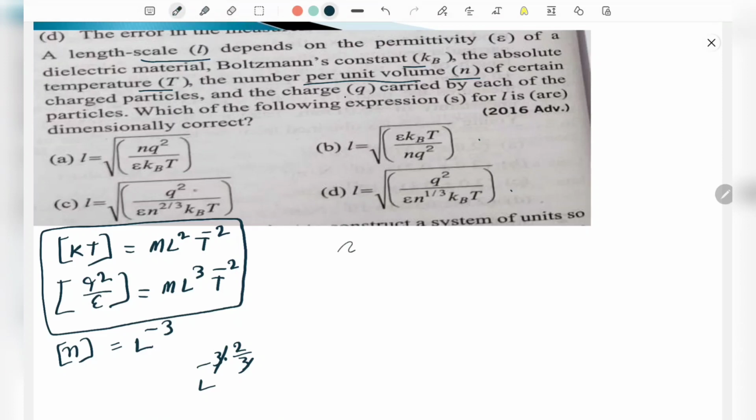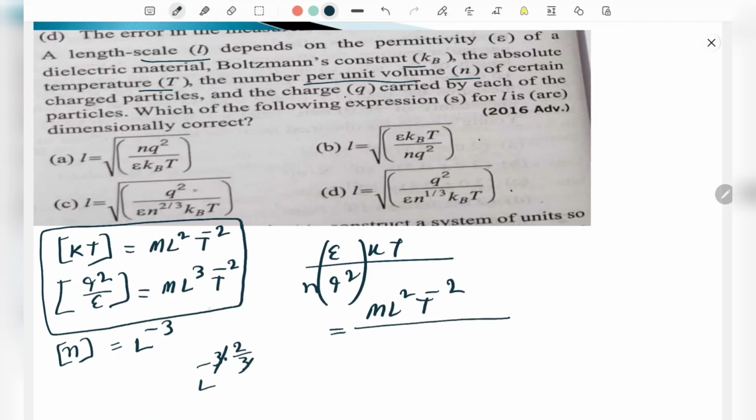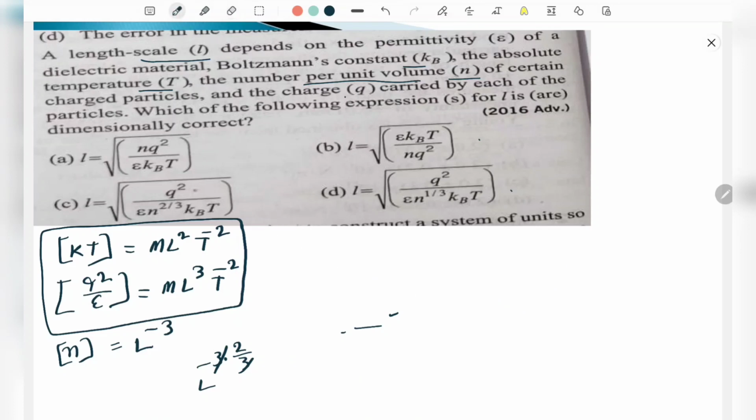Checking for option B, epsilon kT n q square. kT has the dimension ML square T to the power minus 2. This will be reversed. This is L to the power minus 3 and this is ML cube T to the power minus 2. So, obviously, this will not be the answer. The only option left is option D, so this will be correct.